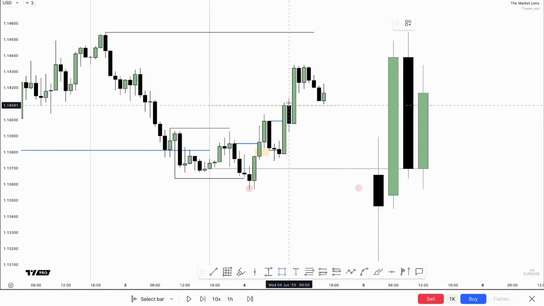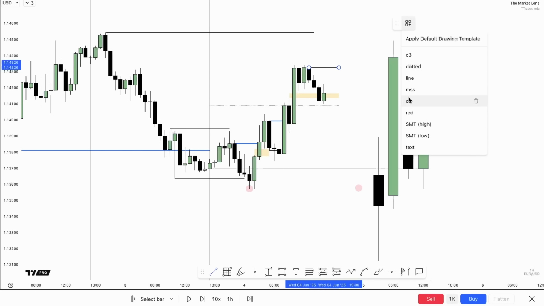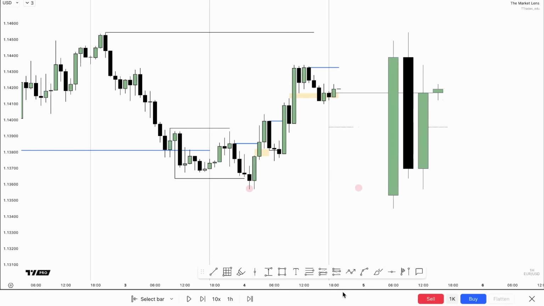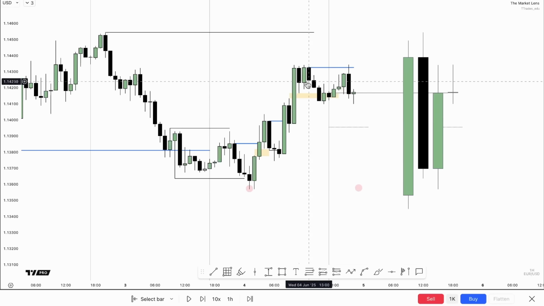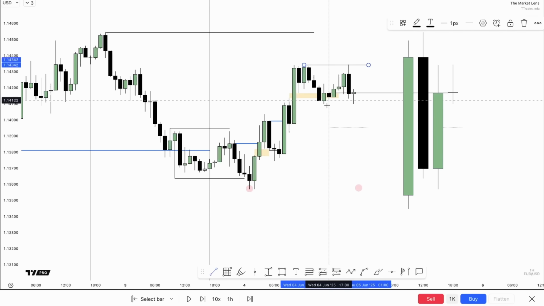Now we reach into an important level. If we're going to get a continuation from here, I'd want to see a closure through this level. Do we get that? Start to move higher, and no, we do not get that. So what do we notice about this? If we cannot get this, what does it mean? Price is remaining internal from these highs here and from these lows.